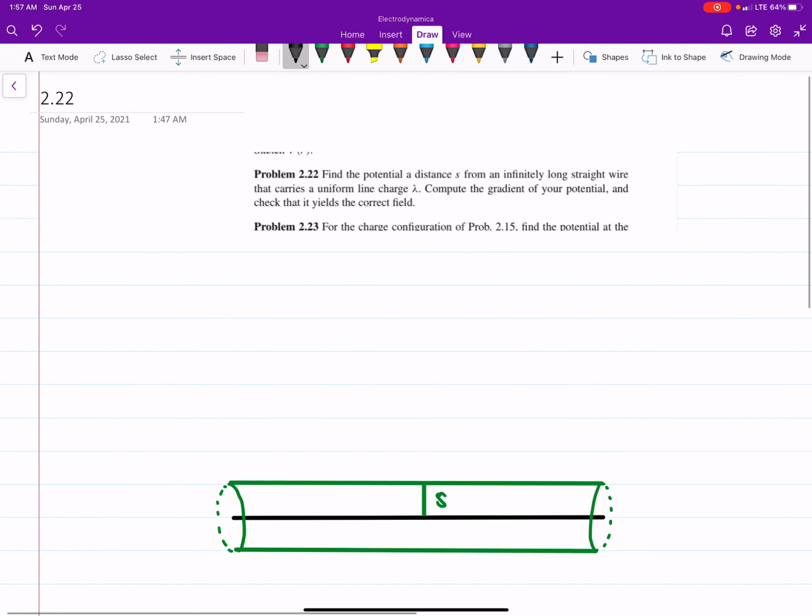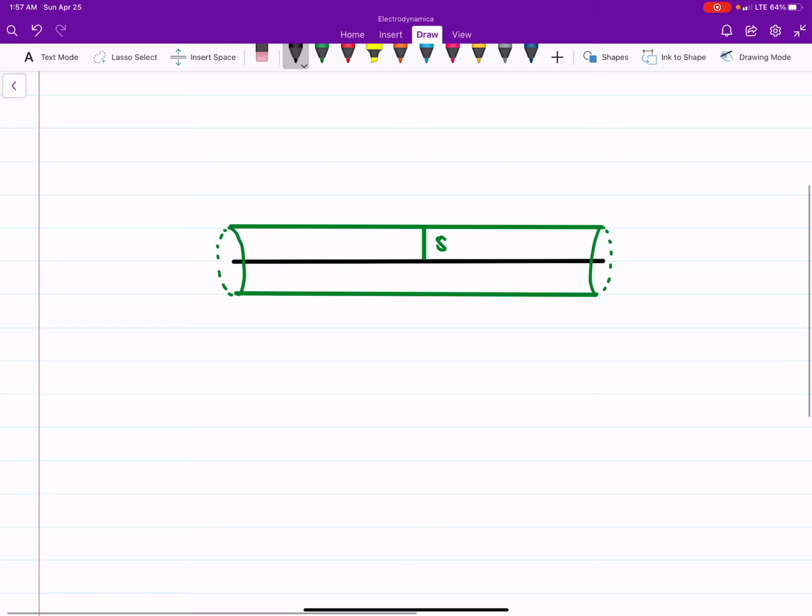So this is problem 2.22 out of Griffiths, and we have to find the potential at distance S away from an infinitely long straight wire that carries uniform line charge lambda. So for this, we're going to need to find the E field.